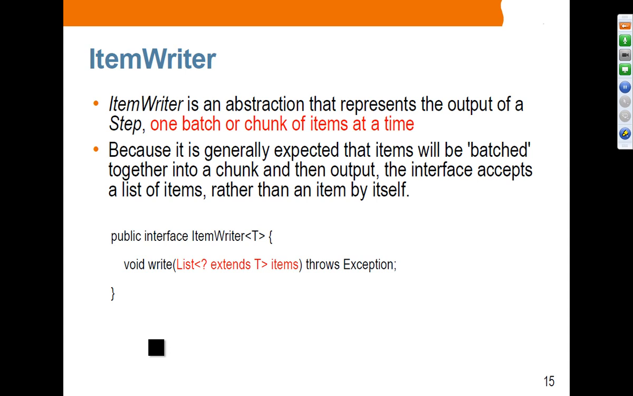Item writer, on the other hand, represents the output of a step, and unlike the item reader, which reads one item at a time, the item writer will write a batch or chunk of items at a time. Because it's generally expected that items will be batched together into a chunk and then output, the interface accepts a list of items rather than a single item. So in the write case, it will take a chunk of items, meaning a set of items, to write, because sometimes you don't write one by one, right?